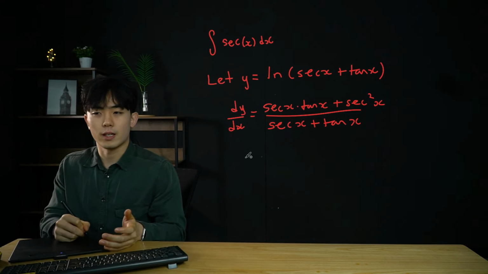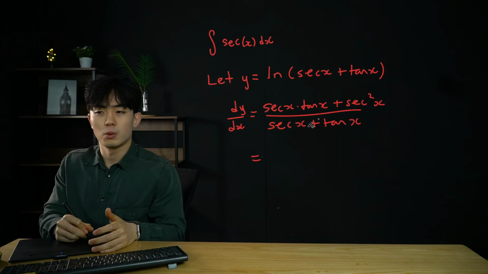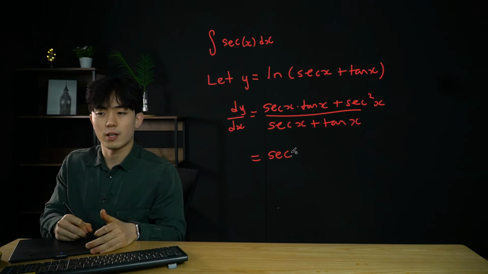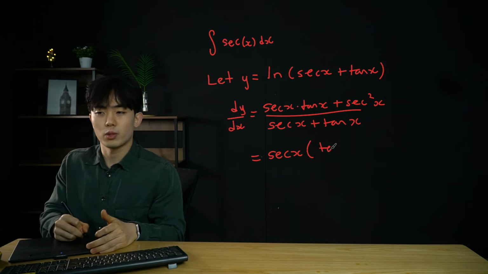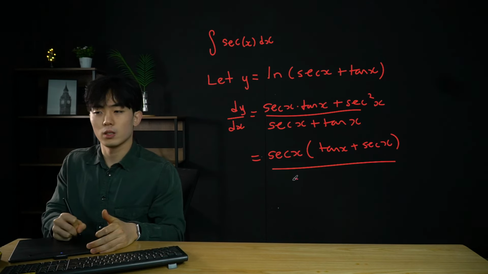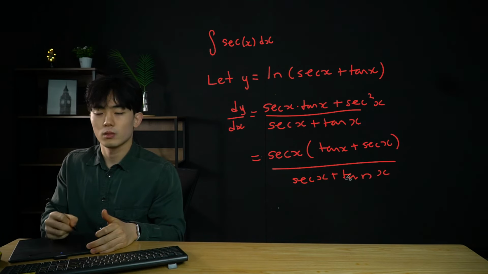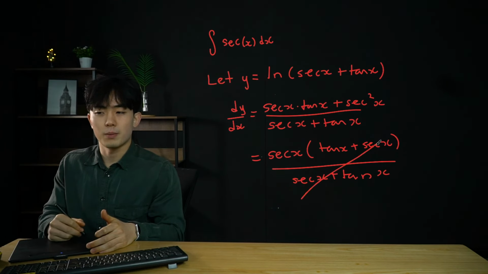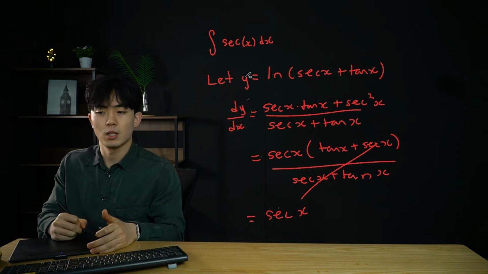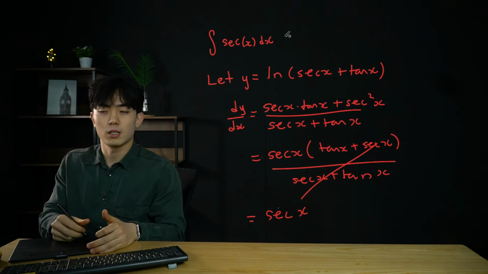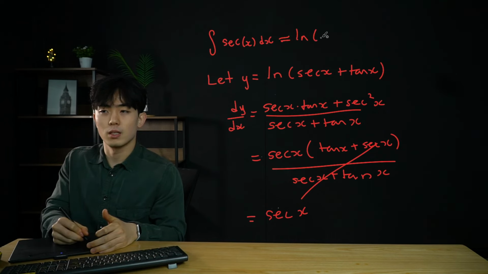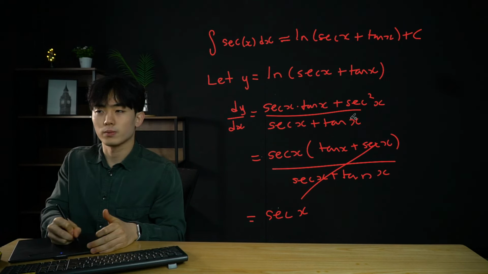This looks very messy, okay? So if we were just to simplify this, well, they all have secant terms at the top, so we can factorize the secant term, and we're left with tan x plus secant x, and that's over secant x plus tan x. What you now notice is, well, these two are the same term, so we can cancel it, and we're left with just secant x, which is the original integral we wanted, okay? So the integral of secant x is just ln secant x plus tan x plus c.